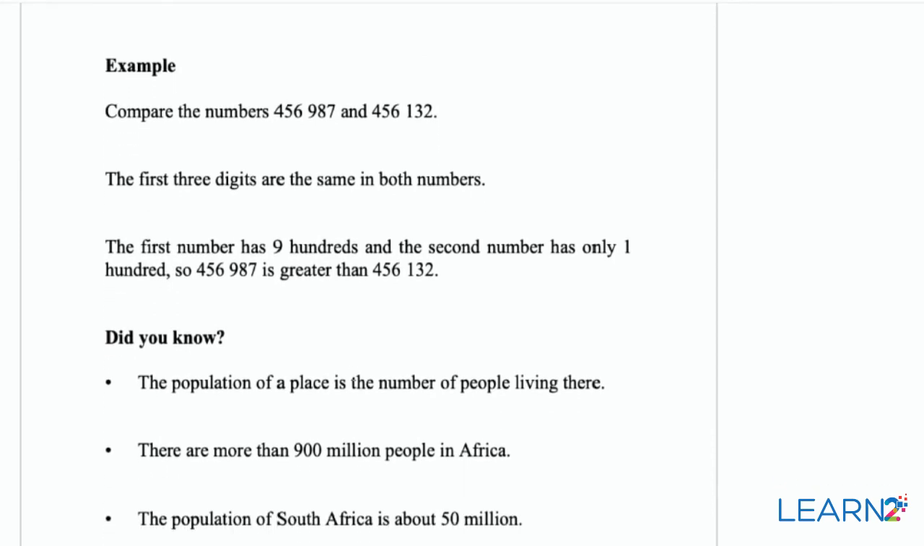Let's go and see what this example is saying. How would we compare this number to this number? This says 456,987. This says 456,132. So you'll notice that the first 3 digits of both numbers are the same. How do we determine which number is bigger? Well, the first number has got a 9 in the hundreds place. That's 987. Whereas this one's got a 1 in the hundreds place. So therefore, 456,987 must be greater than 456,132.